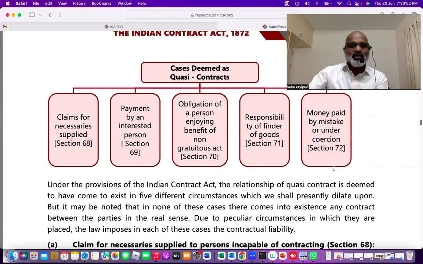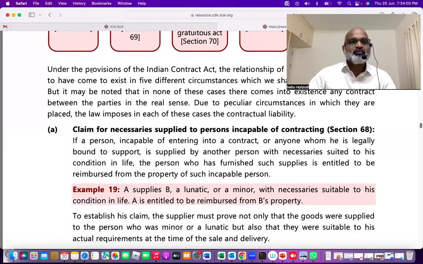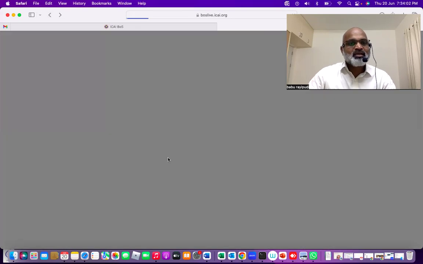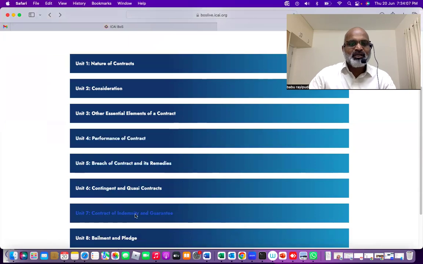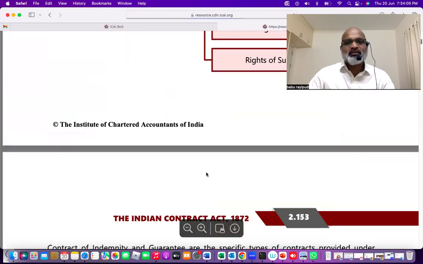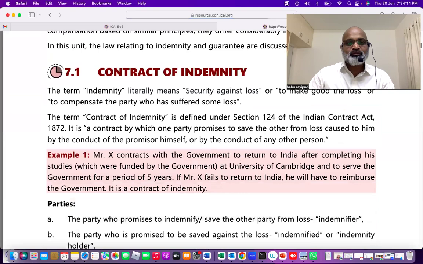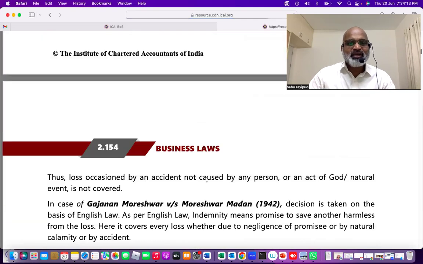Align the sections and go through all of them, because any single section they can definitely ask you. Work on sections 68 to 72. All right, that is one thing in this lesson, so you have to focus on both. Then we have the contract of indemnity. My sincere advice, go through the contract of guarantee sections. Contract of indemnity is very easy.